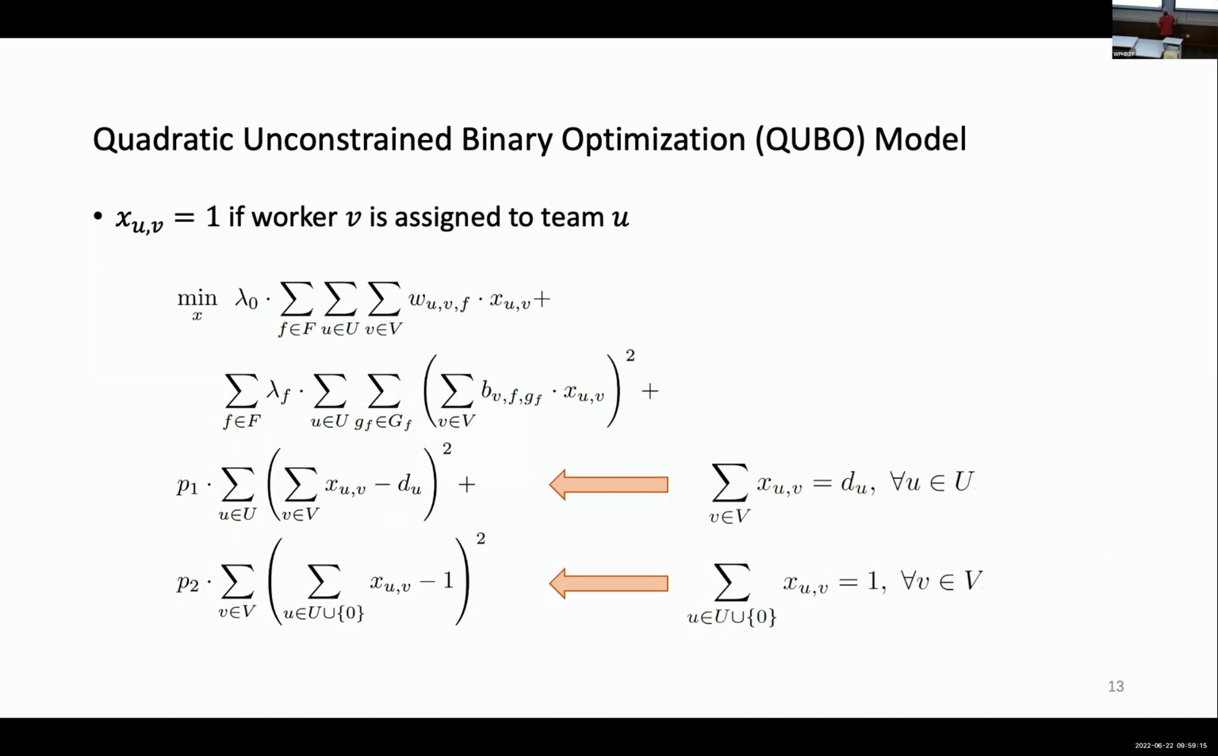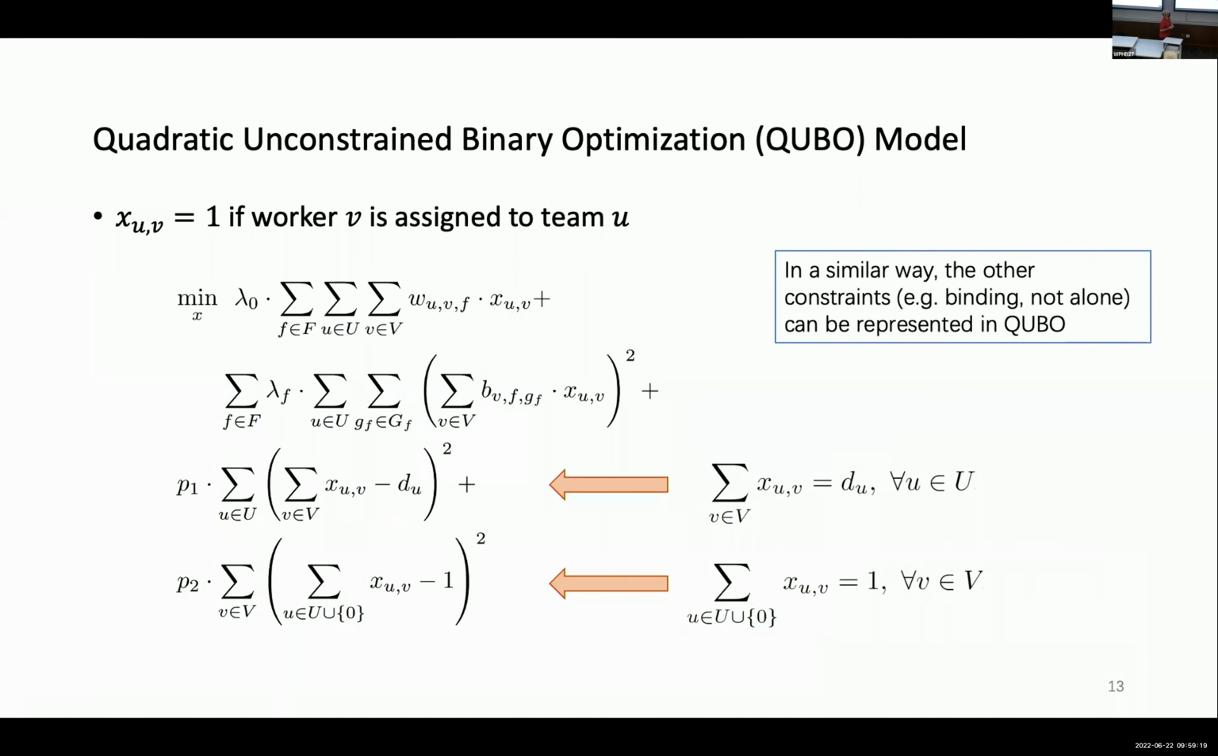And so this was one of the reasons we wanted to solve this problem in the first case. And I'm not going to go into it, but the other constraints from the BQP can be added directly in exactly the same way.